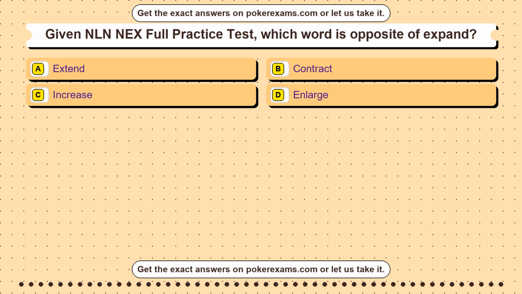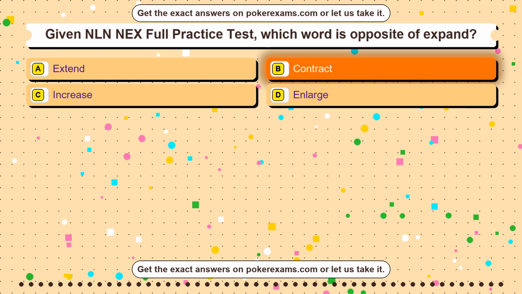Question 28. Given get functions practice, which phrase best describes supply and demand? Option A. How sentences combine. Option B. How price and quantity interact. Option C. How planets orbit. Option D. How cells divide. The correct answer is option B.